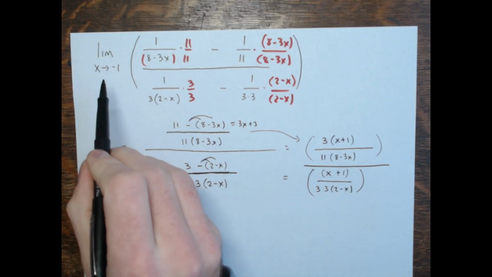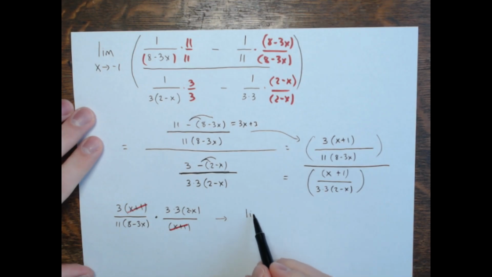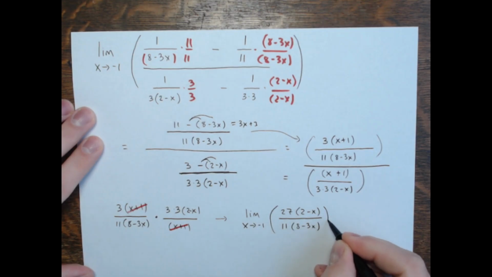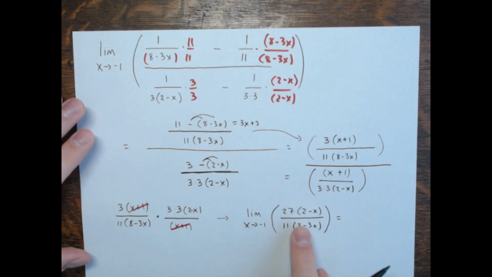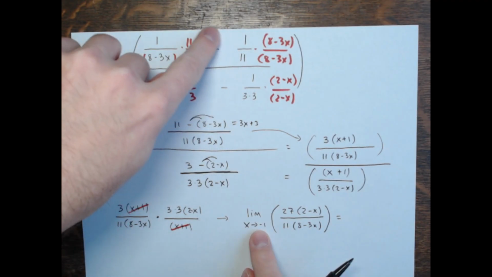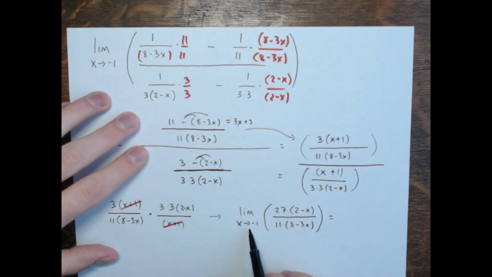And that's the problem, right? Now that those are gone, we'll have an expression that doesn't have that 0 divided by 0 form. So we're doing the limit as x approaches -1 of, now the numerator here is 3 times 3 times 3 is 27, times 2 minus x, divided by the denominator, which is just 11 times 8 minus 3x. And now this has the same value as the original expression everywhere except at -1. Up here, this is undefined at -1, you divide by 0. This is not undefined at -1, and so we can get our limit.